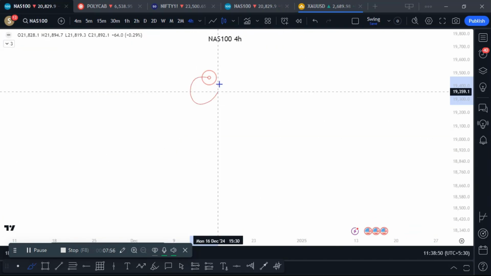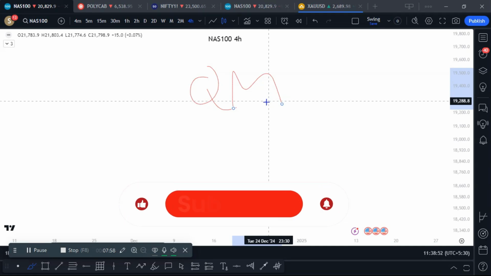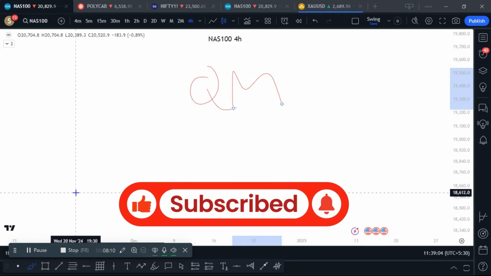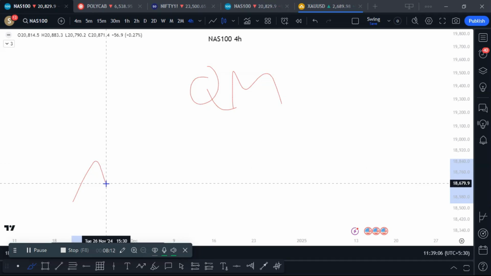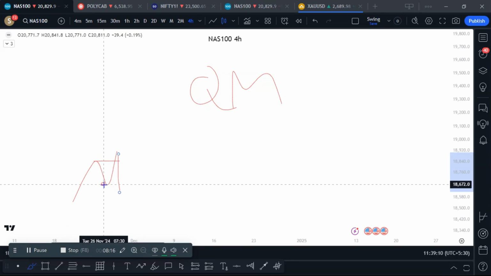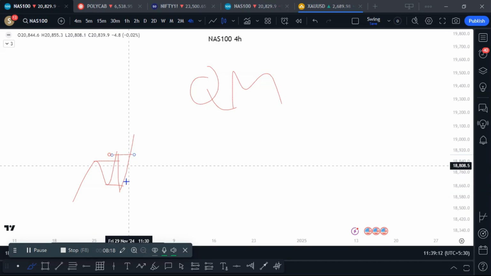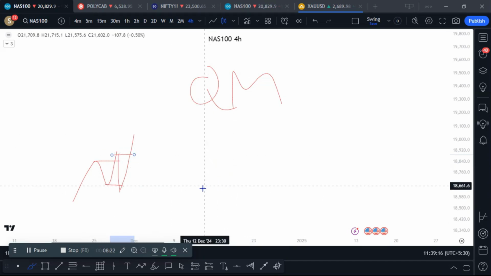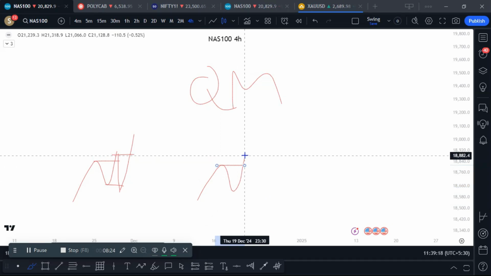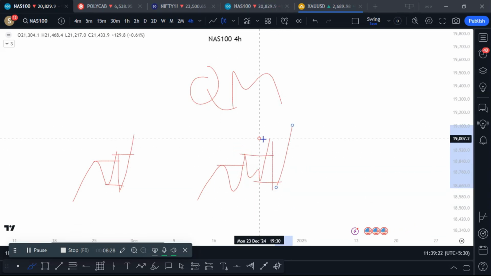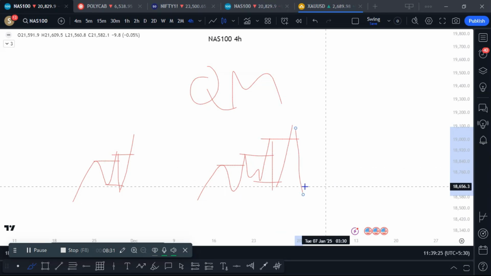So to summarize my point, I explained last time what is QM. Price does three things: swing low, swing high, swing low, swing high. External break, price will take this and not this. Now this is QM. You need to keep one thing in mind: whenever price did external break, it will break internal, then external, internal, then external, internal, external.